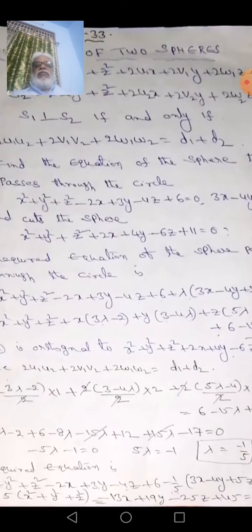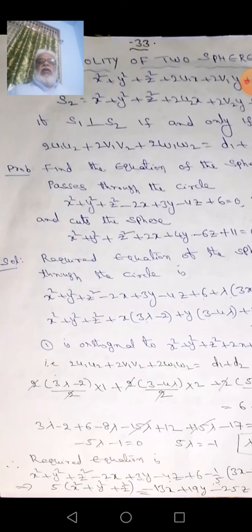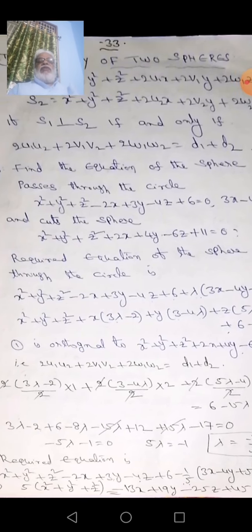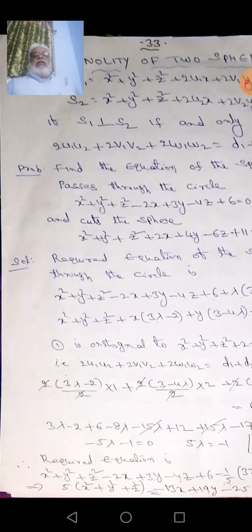Find the equation of the sphere that passes through the circle x square plus y square plus z square minus 2x plus 3y minus 4z plus 6 is equal to 0 and 3x minus 4y plus 5z minus 15 is equal to 0. The sphere passing through the circle means the circle equation is a plane equation together with this sphere equation.